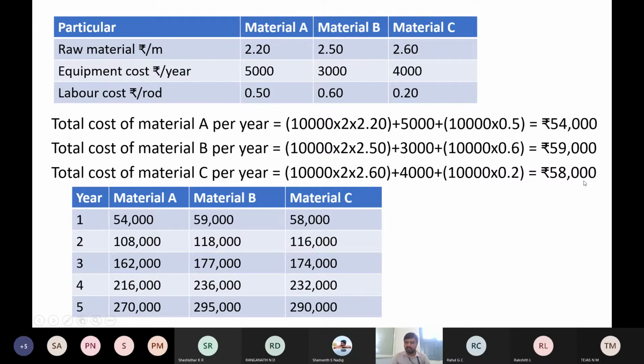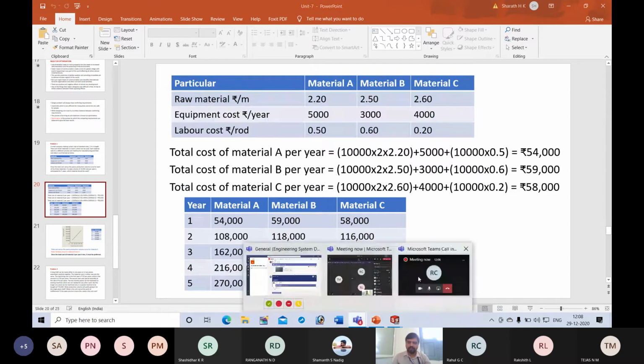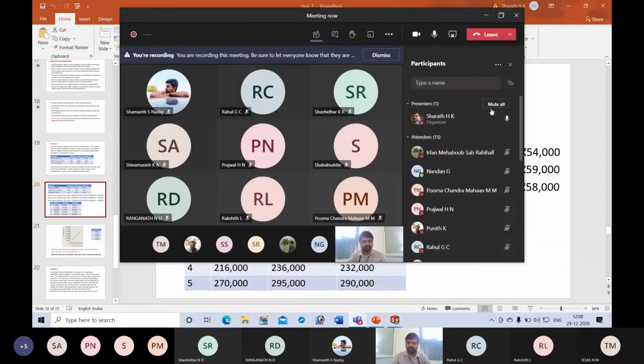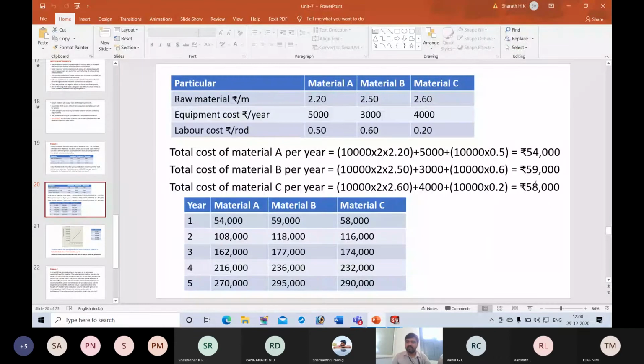So based on this calculation, which one can be preferred, which is the preferable one? The preferable one will be the one which costs less. Okay, in this case, which material costs less?